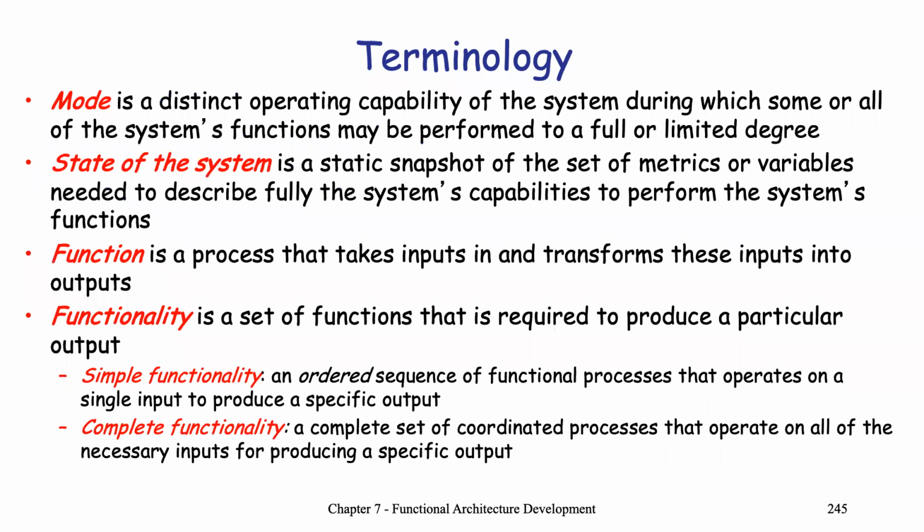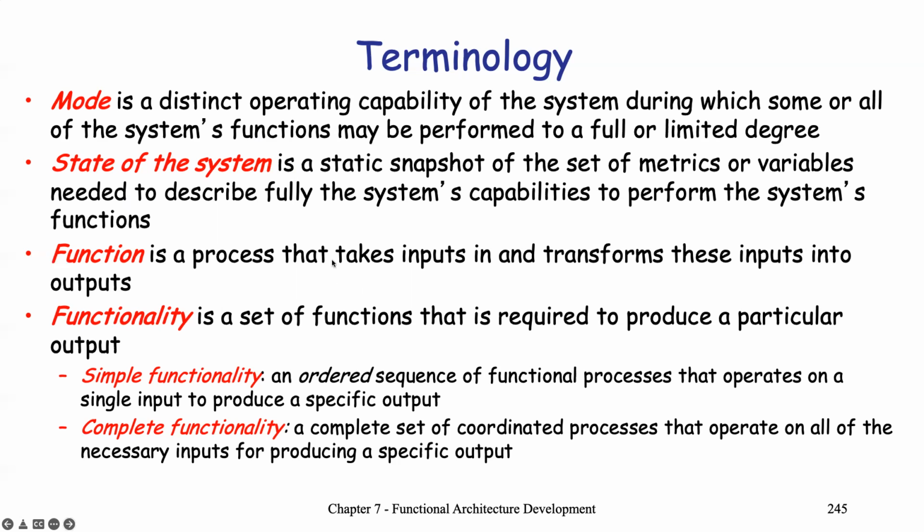So here in terms of terminology that we'll be starting to need for this architecture development, we have modes, state of the system, function, and functionality. A mode is a distinct operating capability of the system during which some or all of the system's functions may be performed to a full or limited degree. An operational mode, a test mode, a power savings mode, you can think of stuff like that. A state of a system is a static snapshot of the set of metrics or variables needed to describe fully the system's capability to perform the system's functions.